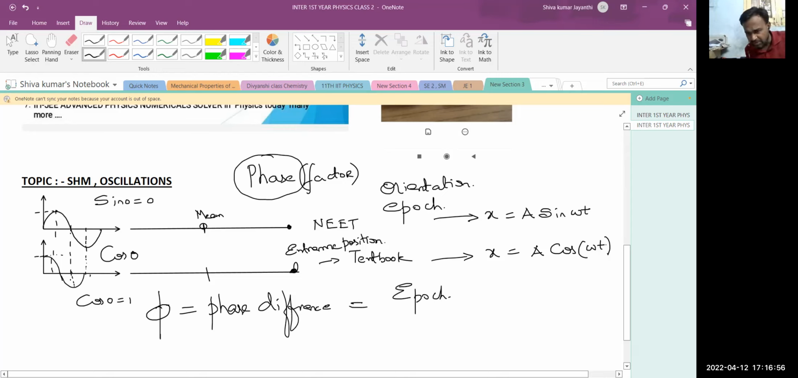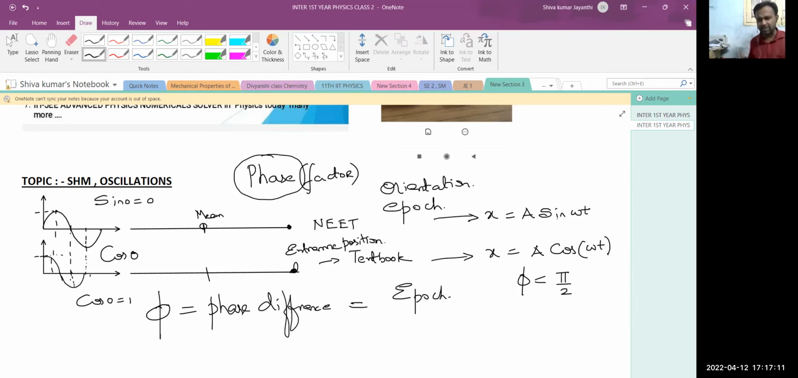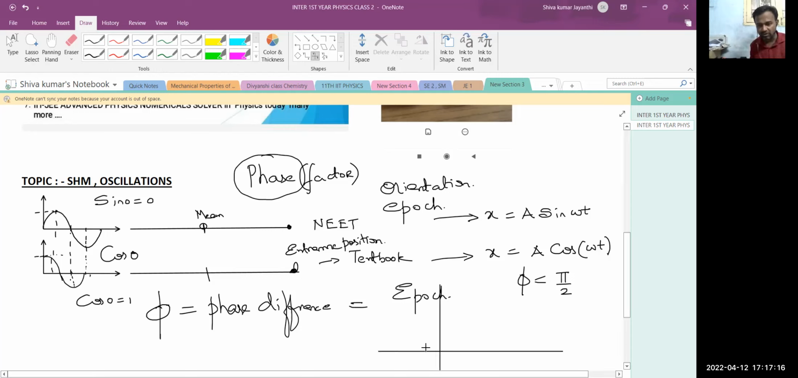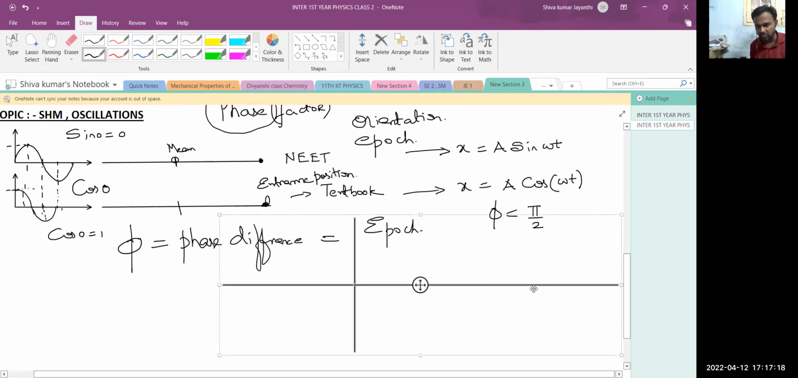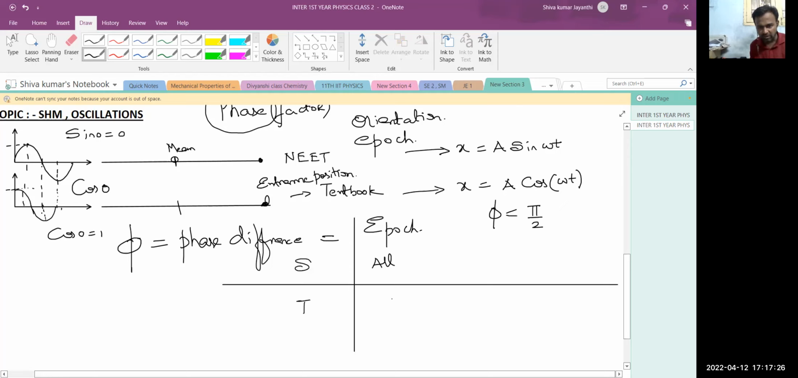Can you tell me what is the phase difference between sine and cos? That is epoch phi. Phase difference is given by 90 degrees, pi by 2. Sine 90 plus theta is cos theta. Yes or no? I hope you know that much math. All silver teacups: first quadrant, second quadrant, third quadrant. Remember that's what I taught. So all, silver, T means tan, cups means cos. That is how we got it.